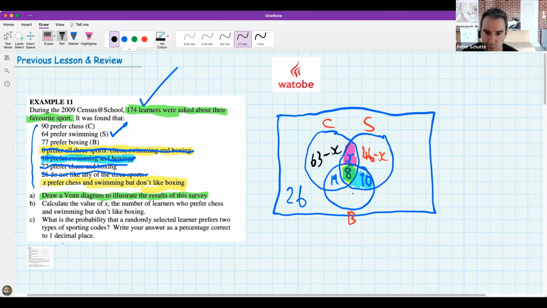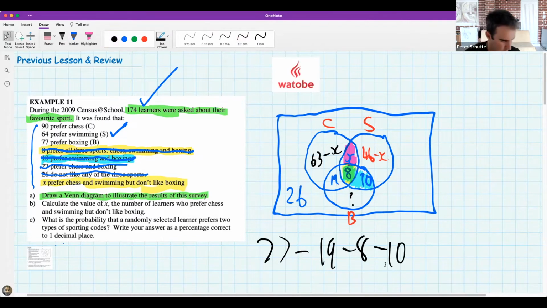Okay, almost done. What about this one? What do we get for that region? So we know 77 prefer boxing, but because these are all numbers, 77 is the whole boxing circle, minus 19, minus 8, minus 10. And we should get 40. Yeah. 40. Okay, so what have we learned here?